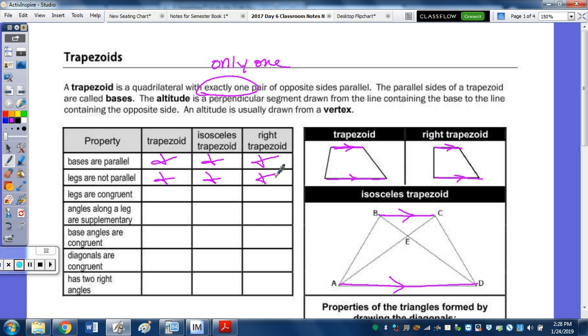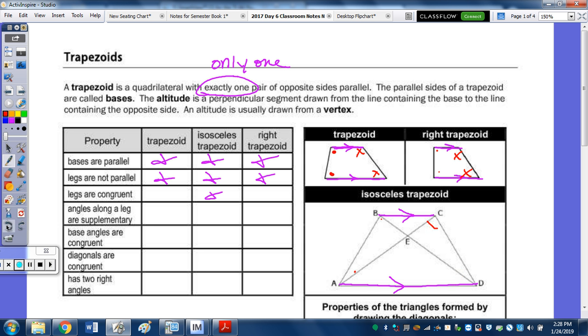Do all trapezoids have legs congruent? No, only the isosceles. Now, angles along a leg. So I'm just going to put some dots there. So that would be an angle like these two. Okay, those are angles along a leg. I'll use X's, those two. So these two, those two, these two, those two. Are they supplementary? No. I'm just kidding.